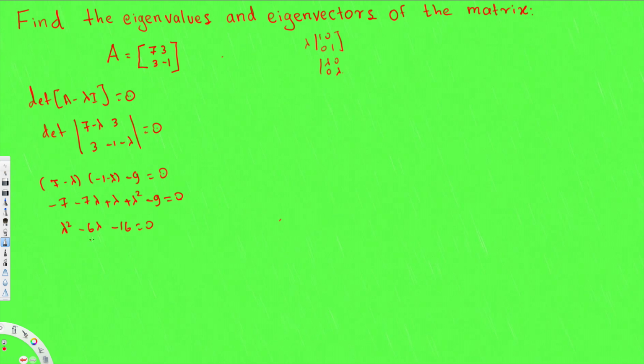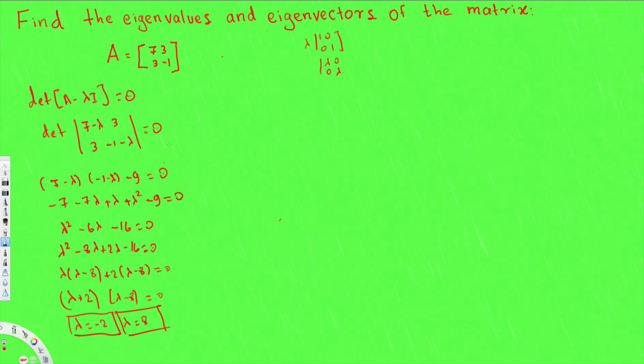Now we have to factor this. We have to find values that multiply to negative 16 and add to negative 6. So minus 8 and plus 2 will work. So lambda square minus 8 lambda plus 2 lambda minus 16 is equal to 0. If I take lambda common here, it's lambda times lambda minus 8, and if I take plus 2 common here, it's 2 times lambda minus 8 equal to 0. Now I can write it as lambda plus 2 times lambda minus 8. Solving, lambda comes out to be minus 2 and lambda comes out to be 8. These are the two eigenvalues we get from these equations. So this is the answer for the first question.